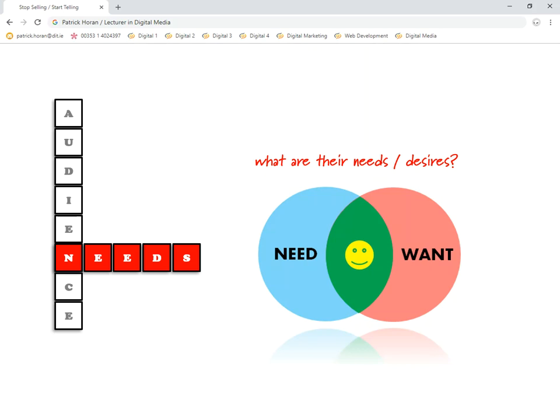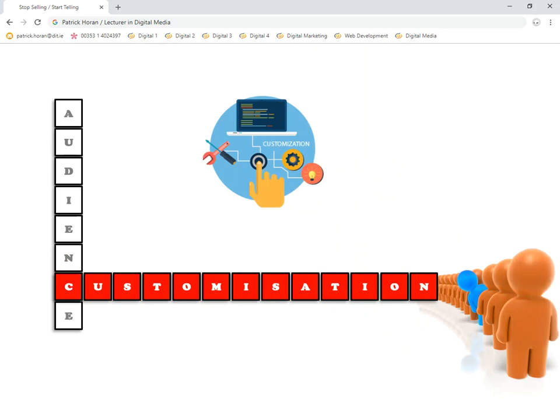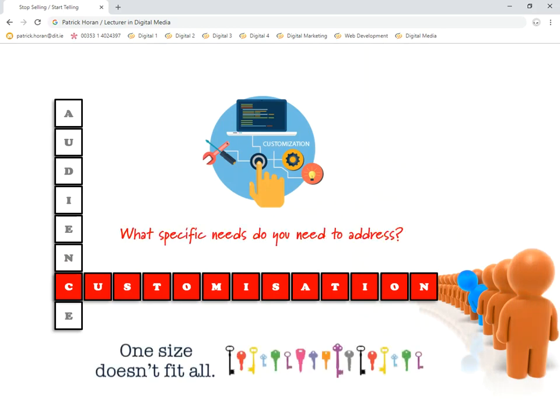What are their wants and their needs, okay? This is slightly different than their interests, but along the same lines. If we understand this, we're on a winner. If we know what they want, it's far easier for us to give it to them than if we don't know what they want. Customization. What specifics do we need to know to address?